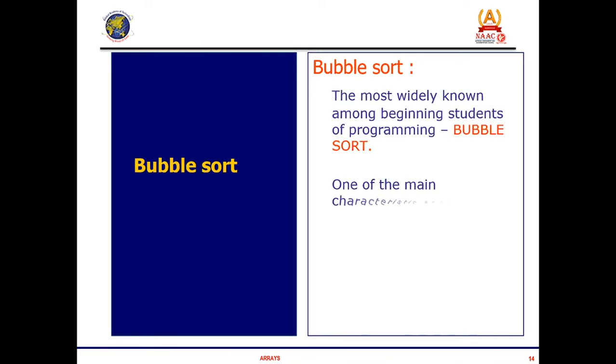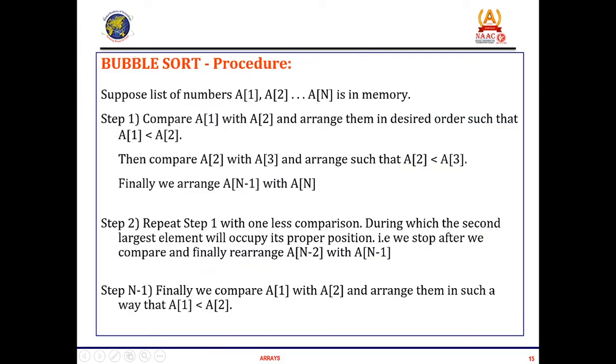Bubble sort is the most widely known among beginning students of programming. That means bubble sort happens to be the first sorting algorithm exposed to somebody learning programming. The reason is that it's very easy to understand and very easy to code. Now let us see the procedure. How does the bubble sort algorithm work? You have the procedure in front of you. I'll give you a couple of seconds to go through it, and I'll explain this procedure with an example.